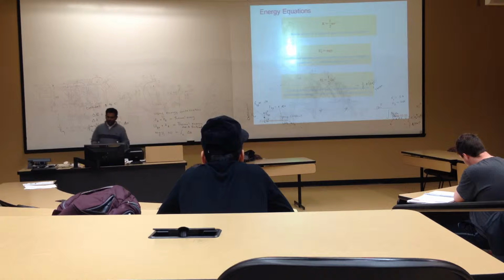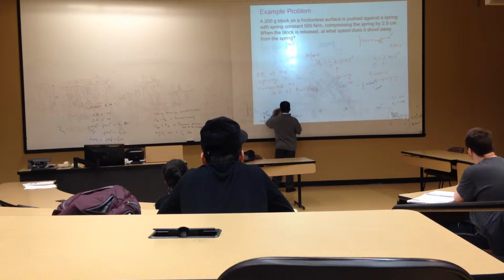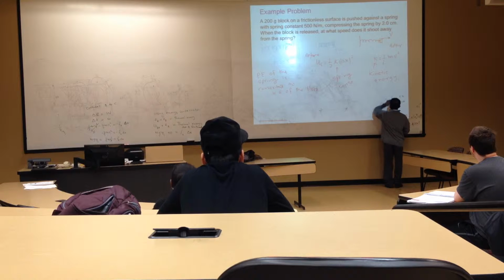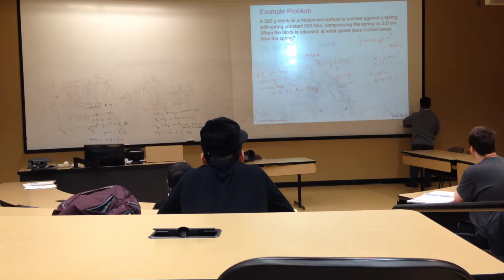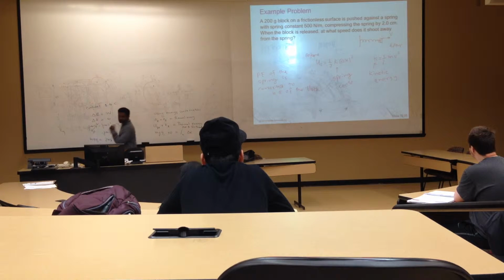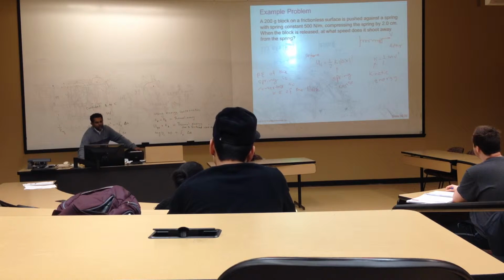Okay. So now the rest is basically doing some applications, and this is an example problem. A 200-gram block on a frictionless surface is pushed against a spring with a spring constant of 500 newtons per meter, compressing the spring by 2 centimeters. When the block is released, at what speed does it shoot away from the spring?